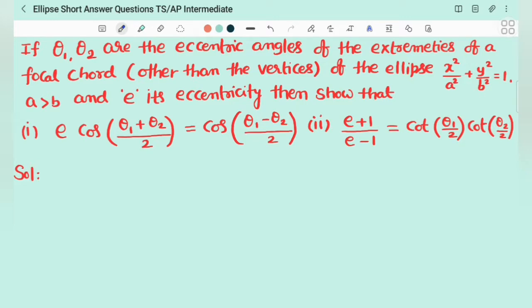These two results, in competitive exams, they may ask directly by using these standard formulas or the applications of these formulae. Chances are there, dear students, in an IPE 4 marks question, they may ask any one of them. Let us discuss the answer. Before that, we need to draw the figure.